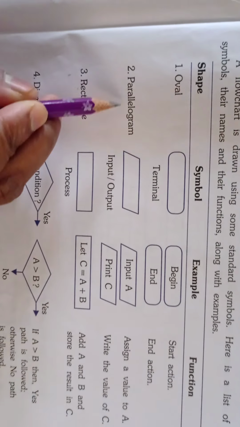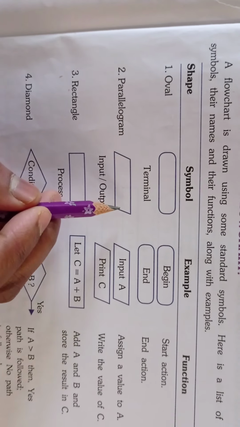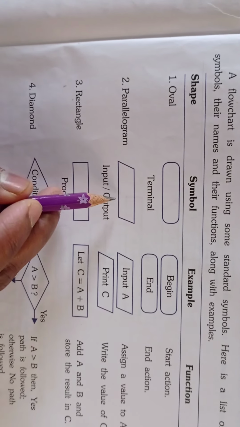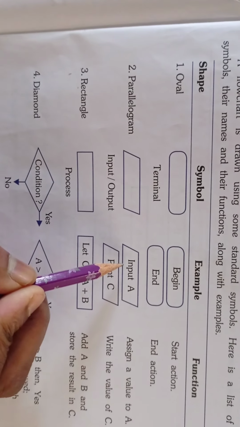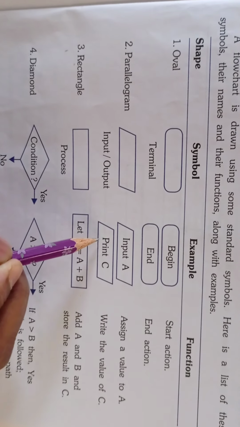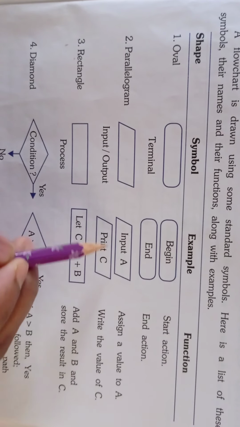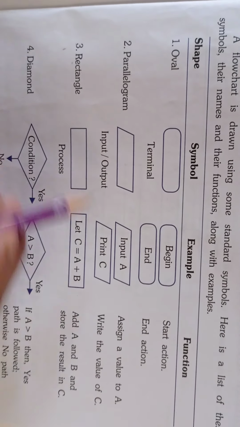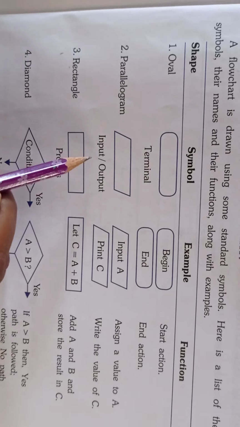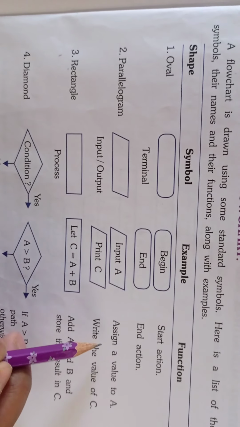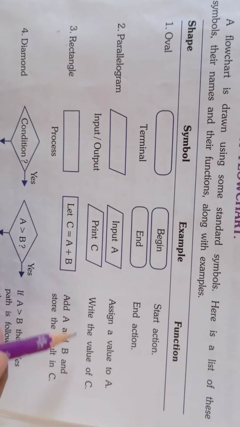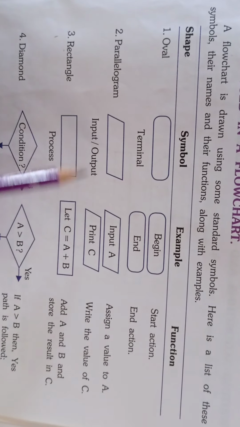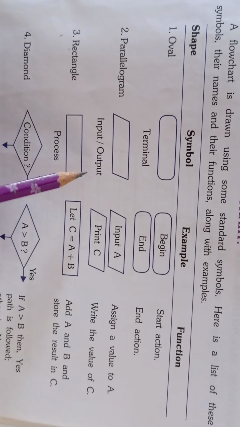The next we have the parallelogram. You can see this parallelogram. This symbol is known as the input output symbol. Okay, if you want to assign any value, for example input A, print C, then to print and to input we will use the input output symbol. The function of this symbol is to assign any value or to write any value.